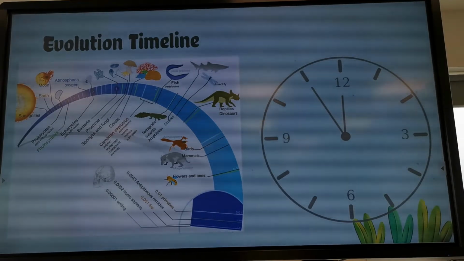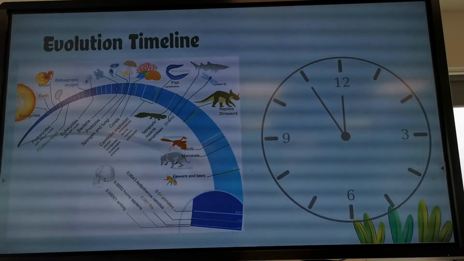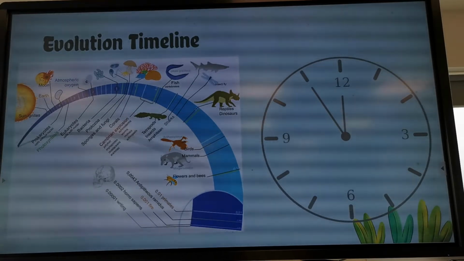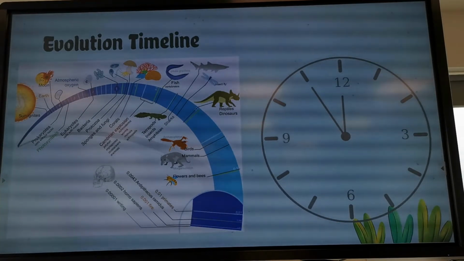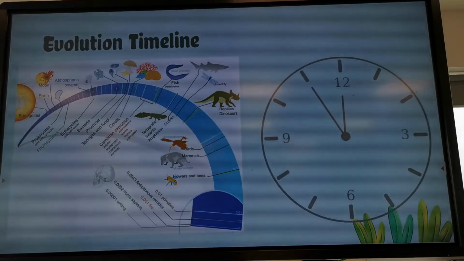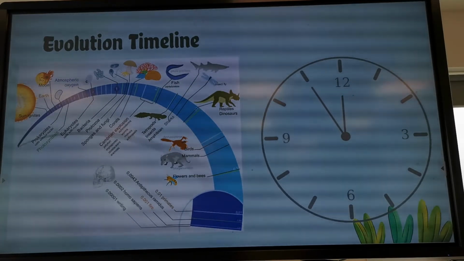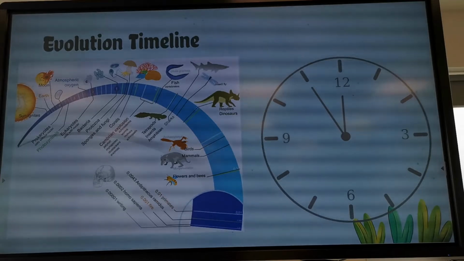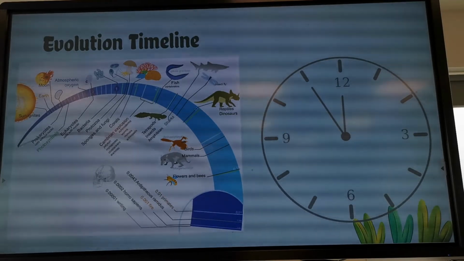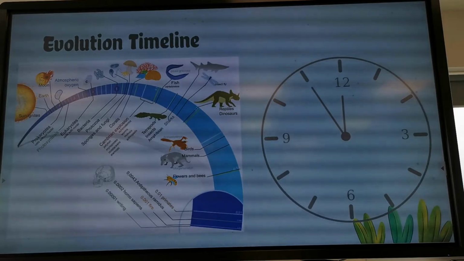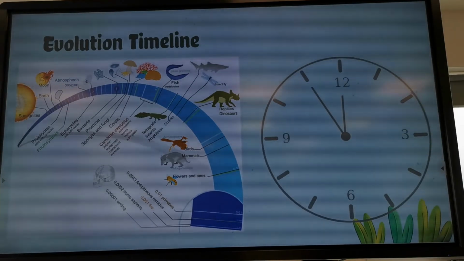So it all starts with the sun. The sun formed approximately 5 billion years ago. And then when the earth formed, we started to have simple organisms around about 4 billion years ago. And then we come up to what was known as the Cambrian explosion. Now, this was about 540 million years ago, and this saw the biggest period of change throughout the evolutionary process.